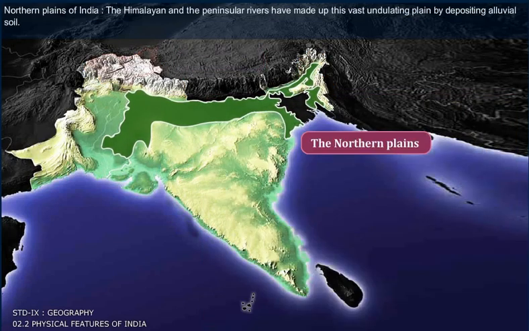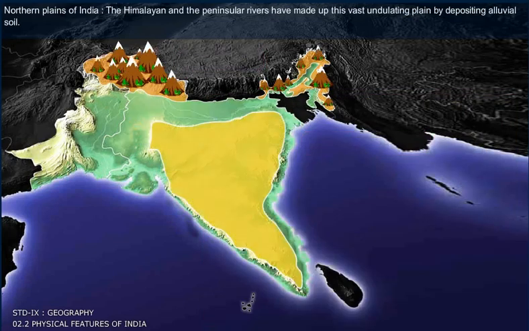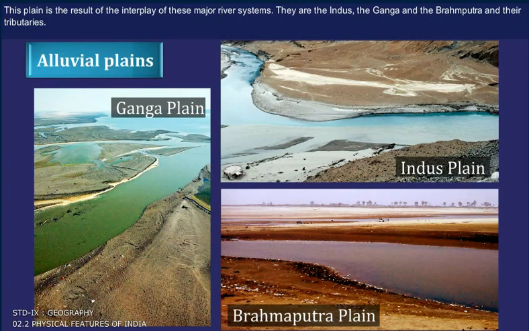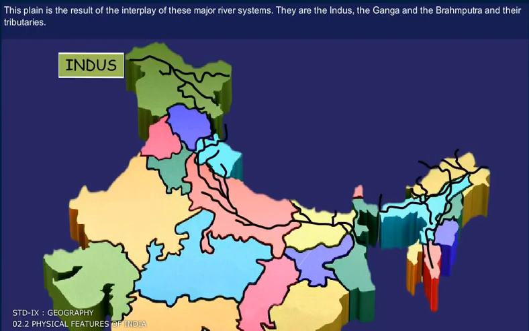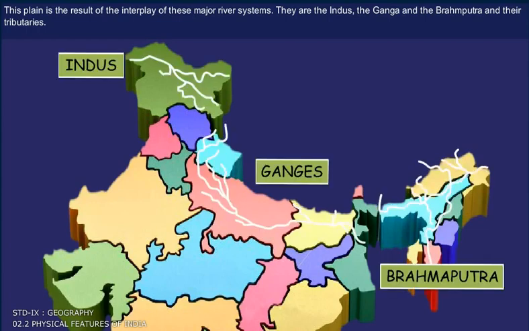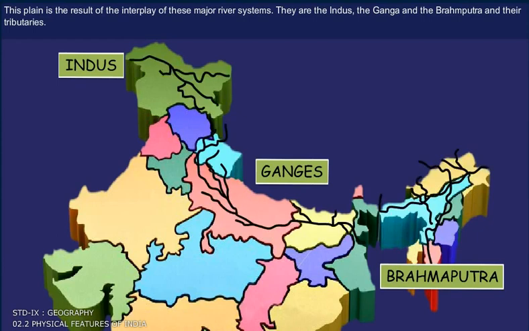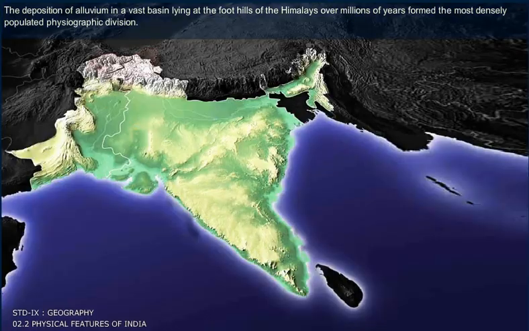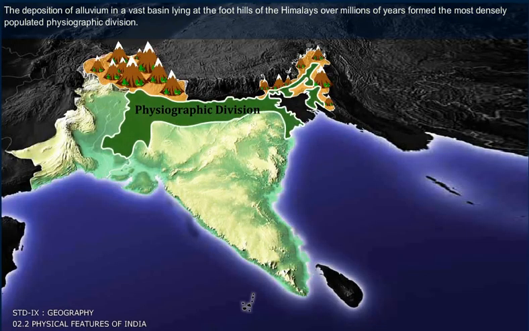Northern plains of India. The Himalayan and the peninsular rivers have made up this vast undulating plain by depositing alluvial soil. This plain is the result of the interplay of the major river systems: the Indus, the Ganga and the Brahmaputra and their tributaries. The deposition of alluvium in a vast basin lying at the foothills of the Himalayas over millions of years formed the most densely populated physiographic division.